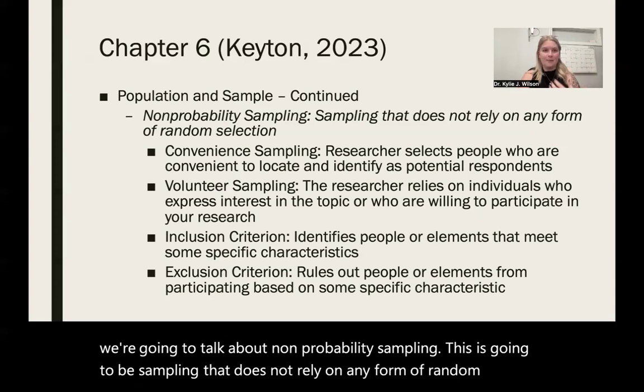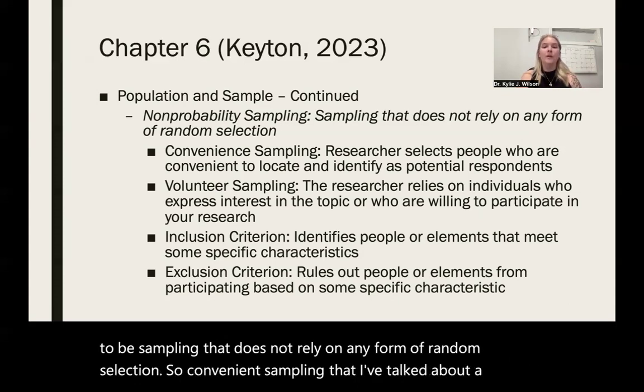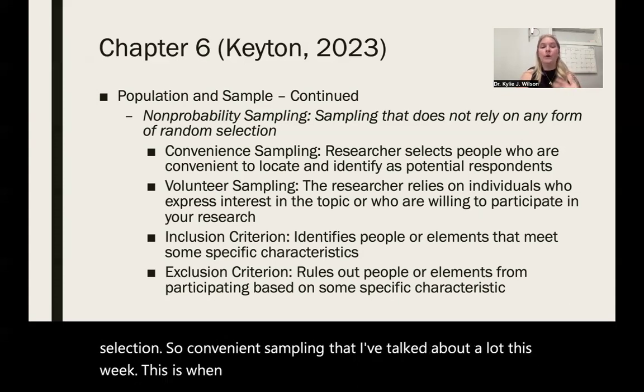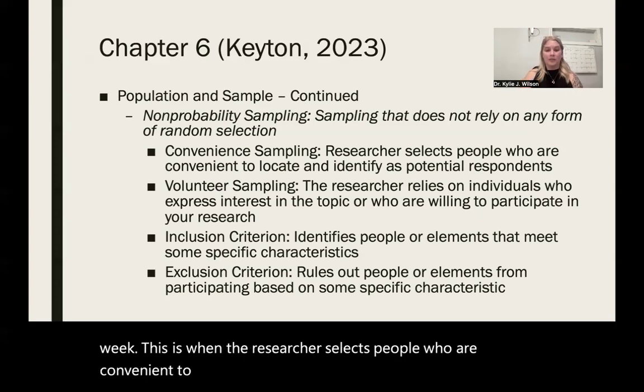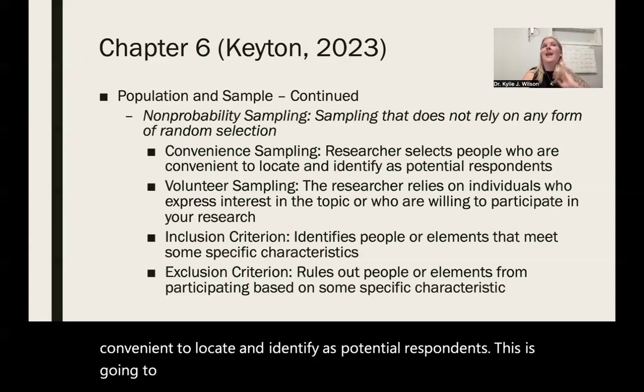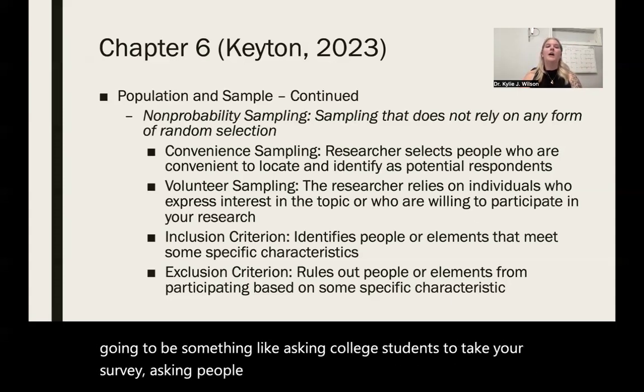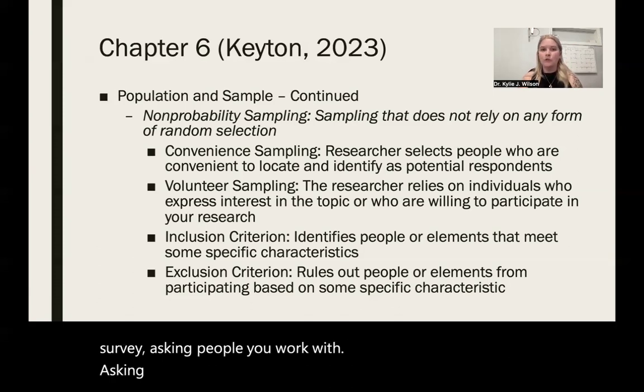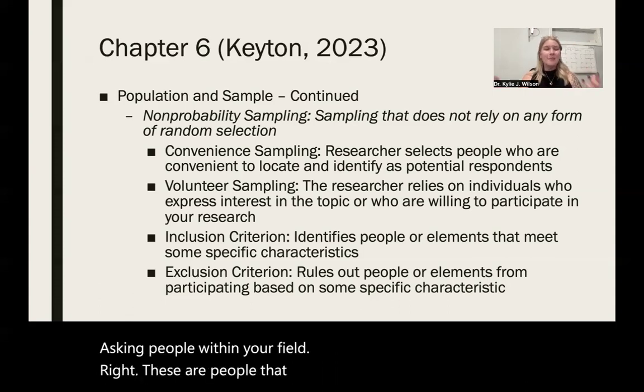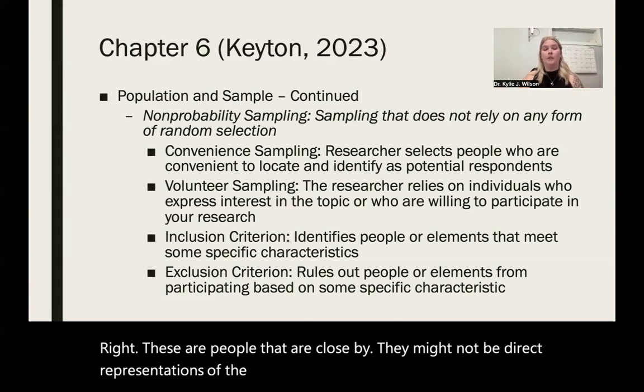So convenient sampling, that I've talked about a lot this week. This is when the researcher selects people who are convenient to locate and identify as potential respondents. This is going to be something like asking college students to take your survey, asking people you work with, asking people within your field, right? These are people that are close by. They might not be direct representations of the overarching population, though.